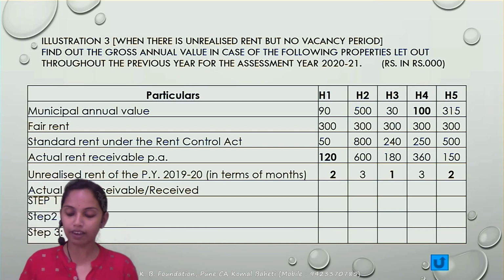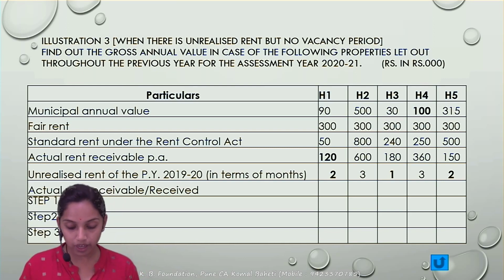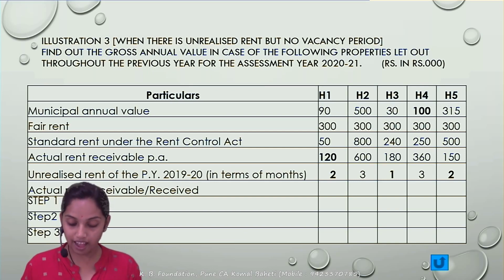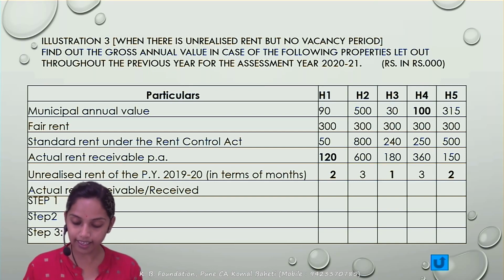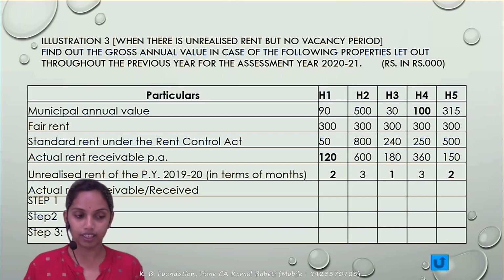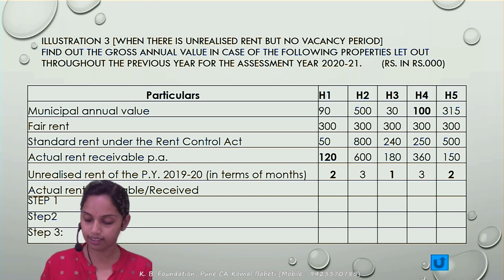So the municipal value, the fair rent and the standard rent have been given. Next, actual rent receivable per annum has been given. And the last one is the unrealized rent for the previous year 1920 in terms of months, for how many months the owner had not received the rent. That is this.